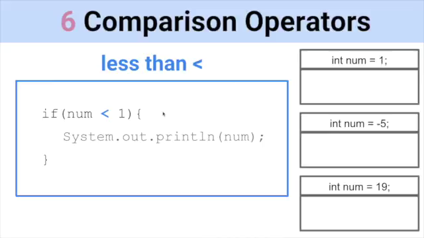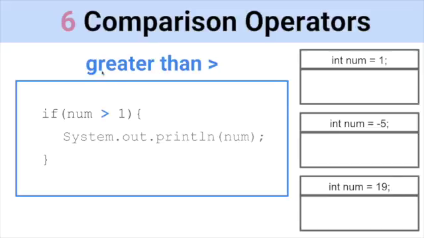So is 1 less than 1? Nope. 1 is not less than 1, so nothing will appear. How about -5? Is -5 less than 1? I would say it is. And so we get a -5 to print out. What about 19? Is 19 less than 1? No, 19 is not less than 1, so nothing will print here.